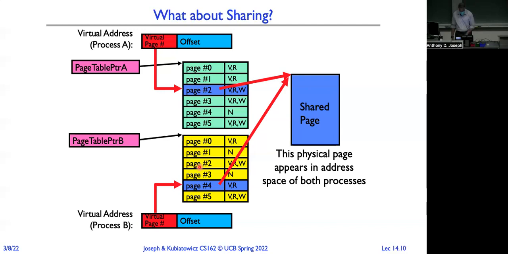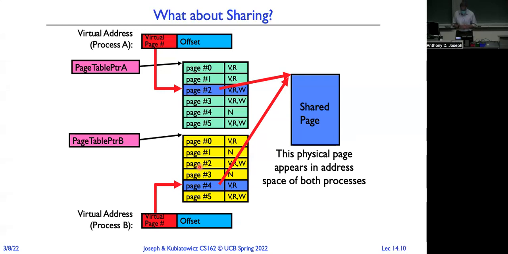So the question in chat is, does this mean both processes can modify the same address? They can both modify the same physical address with different virtual addresses. And they can read the same physical address with different virtual addresses.